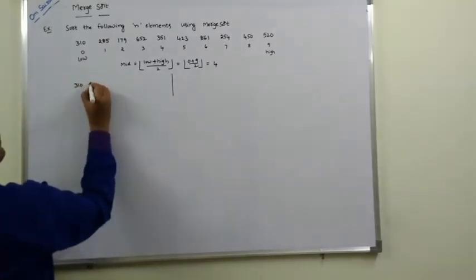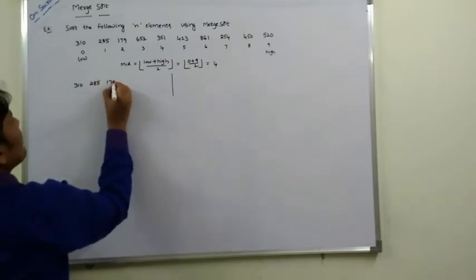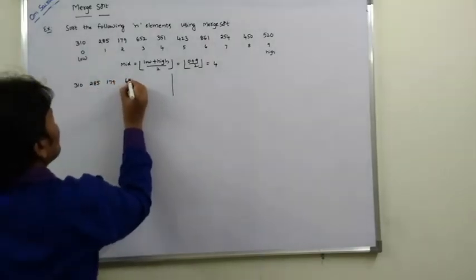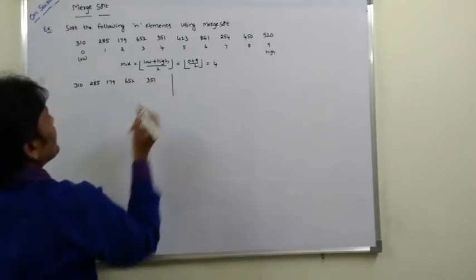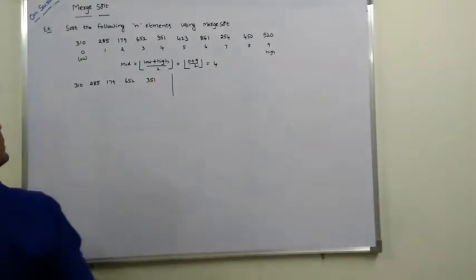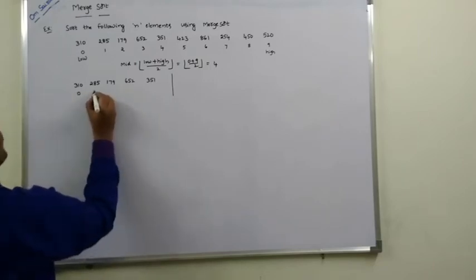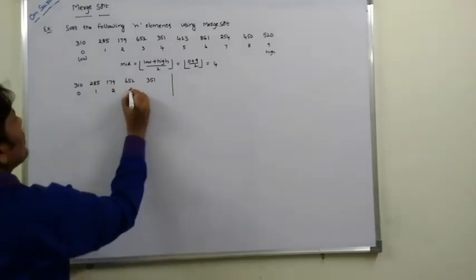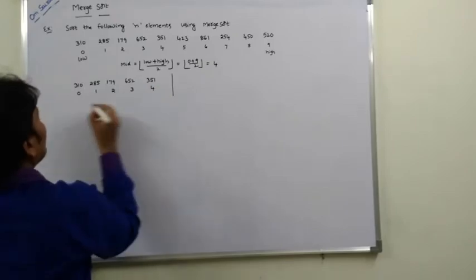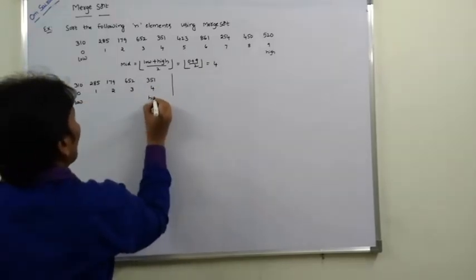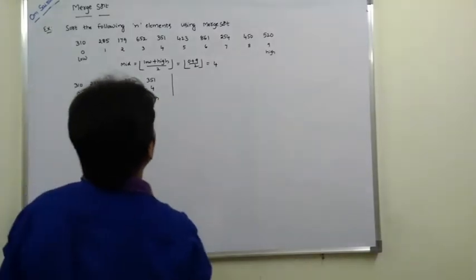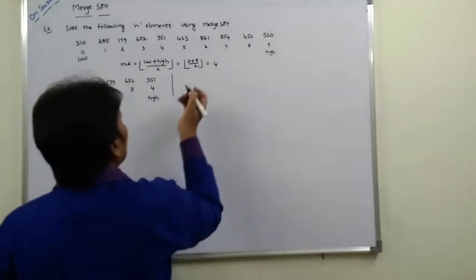310, 285, 179, 652 and 351. So this is the first sublist. So this is index value 0, 1, 2, 3, 4 and this is a low value and this is high value. Okay, next mid plus 1.